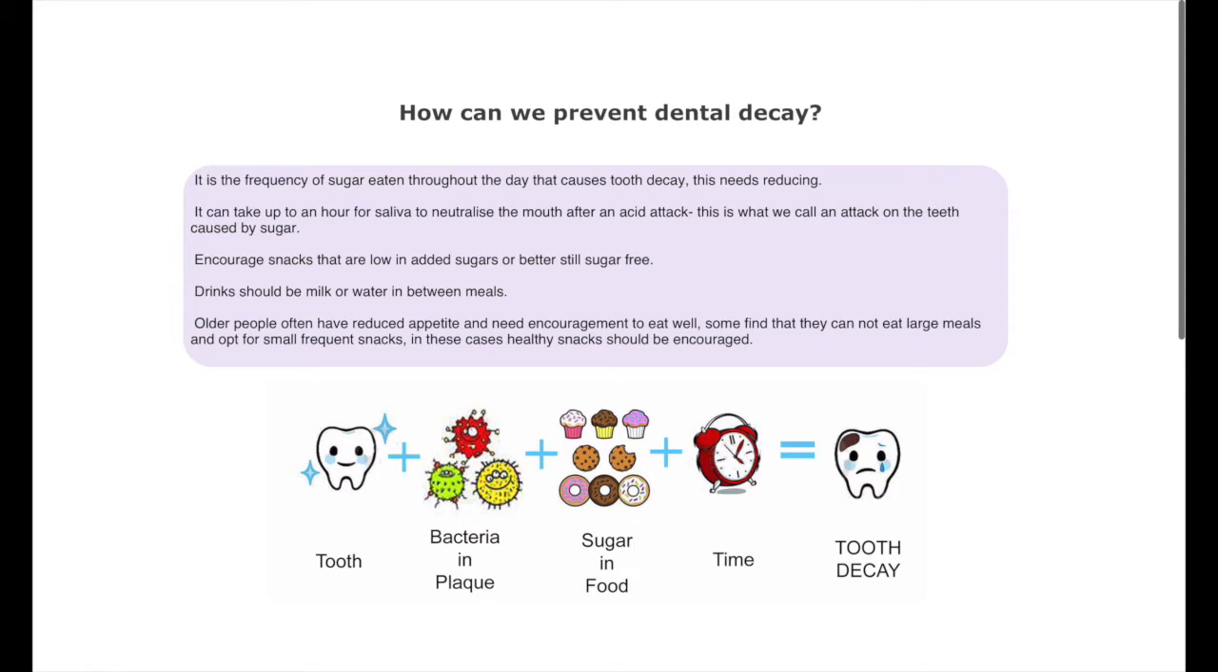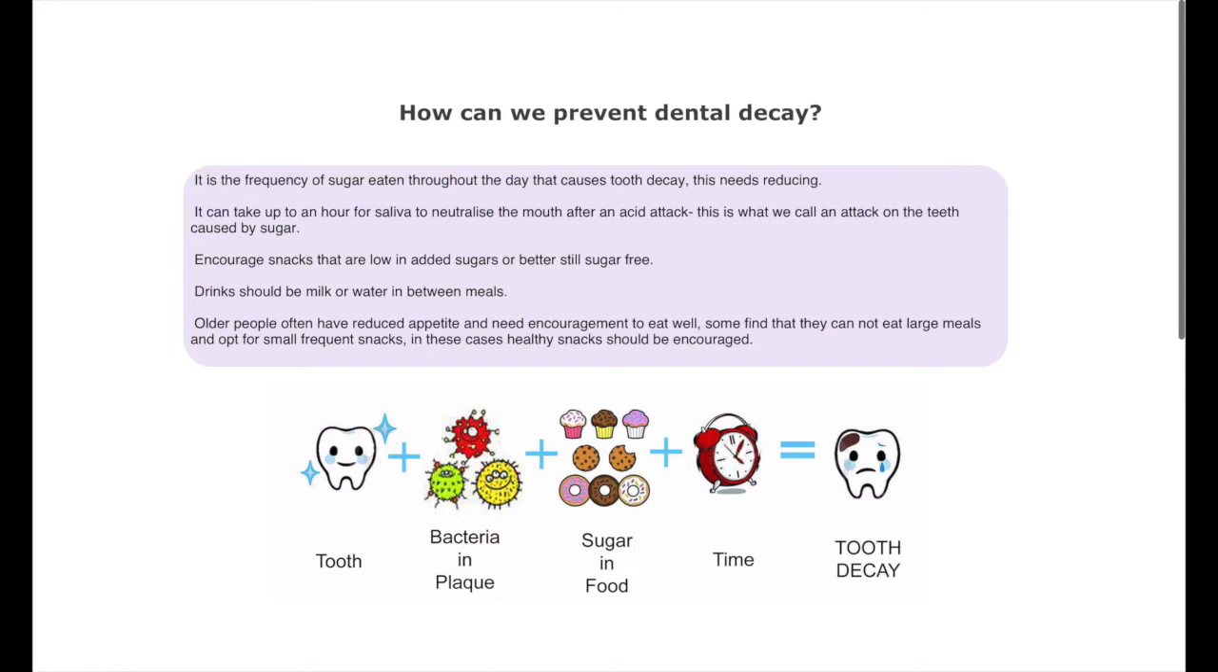It is often not how much sugar someone is eating that causes tooth decay, but in fact how often someone is having the sugar that causes decay. It's that frequent intake that causes the problem. It can take up to an hour for saliva to neutralize the acid that has been produced. Hence why we need to reduce those acid attacks. We need to encourage snacks and drinks that are low on sugars, or better still to encourage sugar-free alternatives.